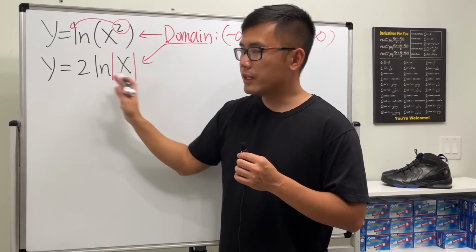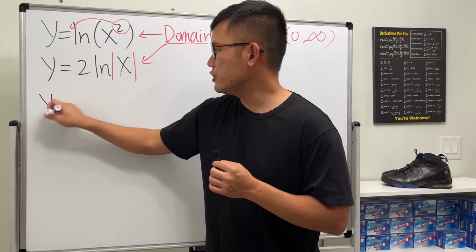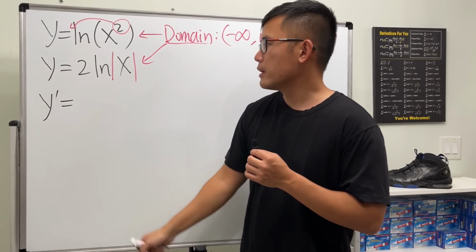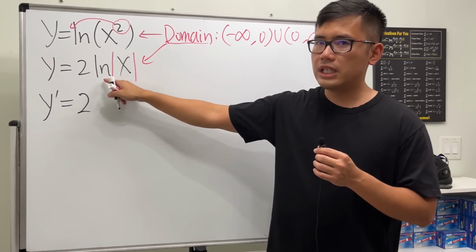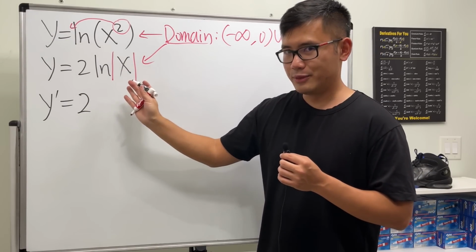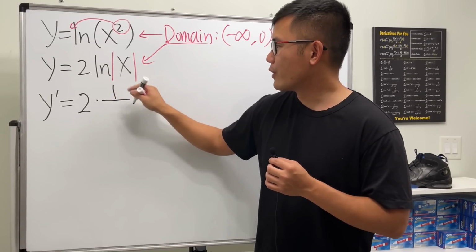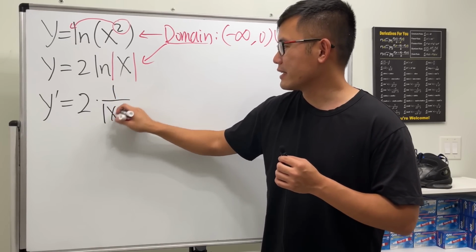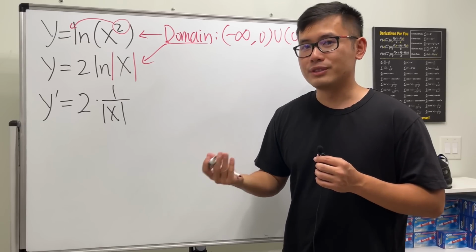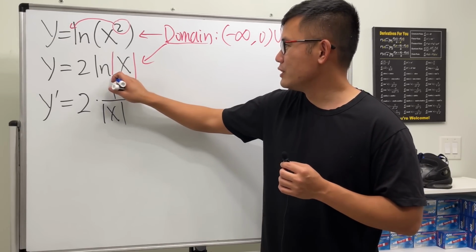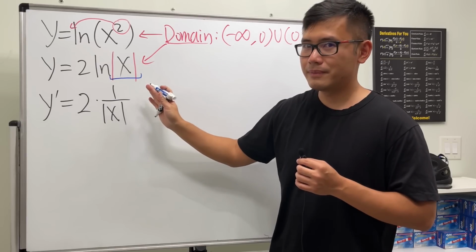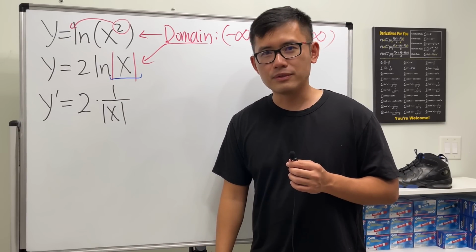And then when we look at this equation, we can go ahead and differentiate. So we get y prime, okay? 2 times this, so we just have 2, and the derivative of ln of absolute value of x, this right here, is 1 over whatever this is, which is absolute value of x. And then we have to use the chain rule. So we have to look at the inside, which is an absolute value of x function. What's the derivative of absolute value of x?